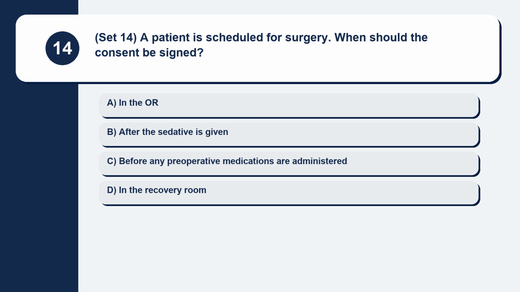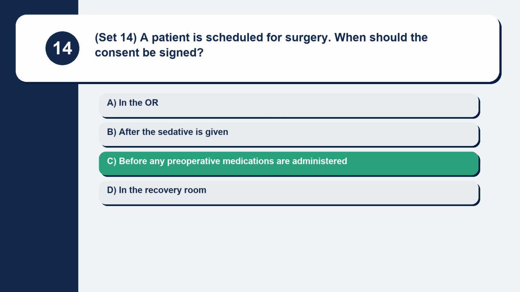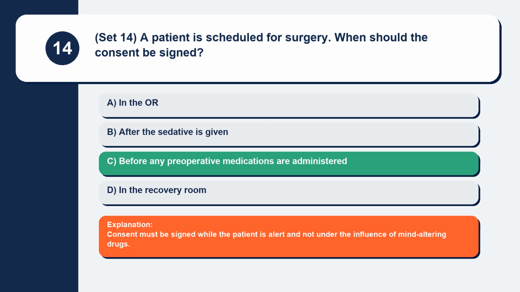Question 14, Set 14. A patient is scheduled for surgery. When should the consent be signed? In the OR, after the sedative is given, before any preoperative medications are administered, in the recovery room. Consent must be signed while the patient is alert and not under the influence of mind-altering drugs.